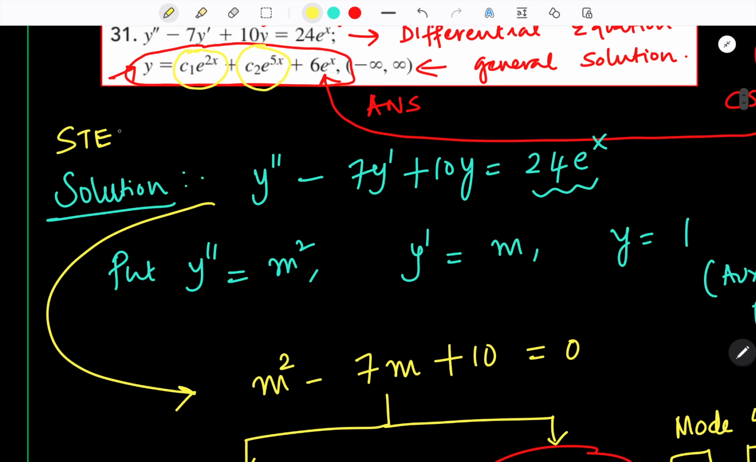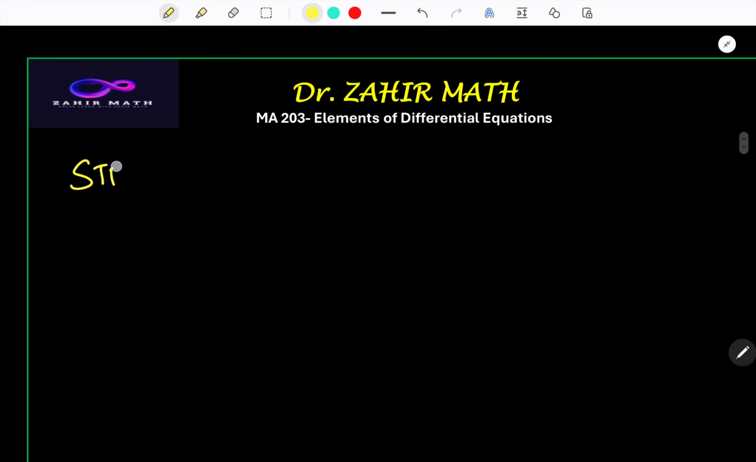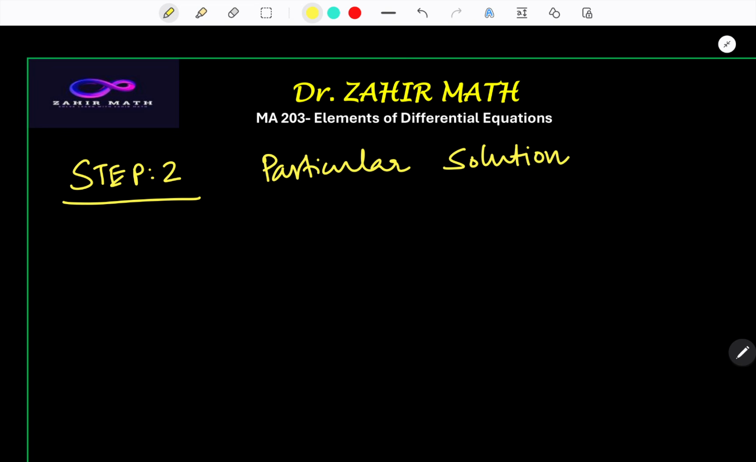So this is your step number 1, right? What's your step number 2? Step number 2 is you are going to find the particular solution. You're going to find what? The particular solution. What do you mean by particular solution? Yp is your particular solution, right?